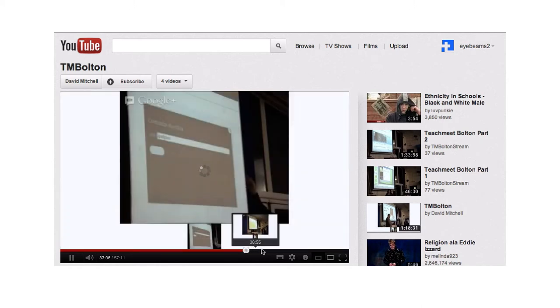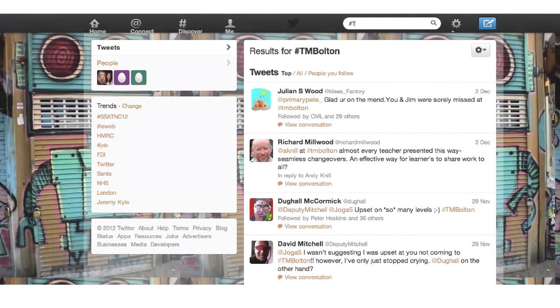And usually it's hashtag TM, whatever the TeachMeet is. The most recent successful one I could point to is TeachMeet Bolton. So that would be hashtag TM Bolton. And there you will see the whole timeline of hashtag comments and resources and other things talked about.